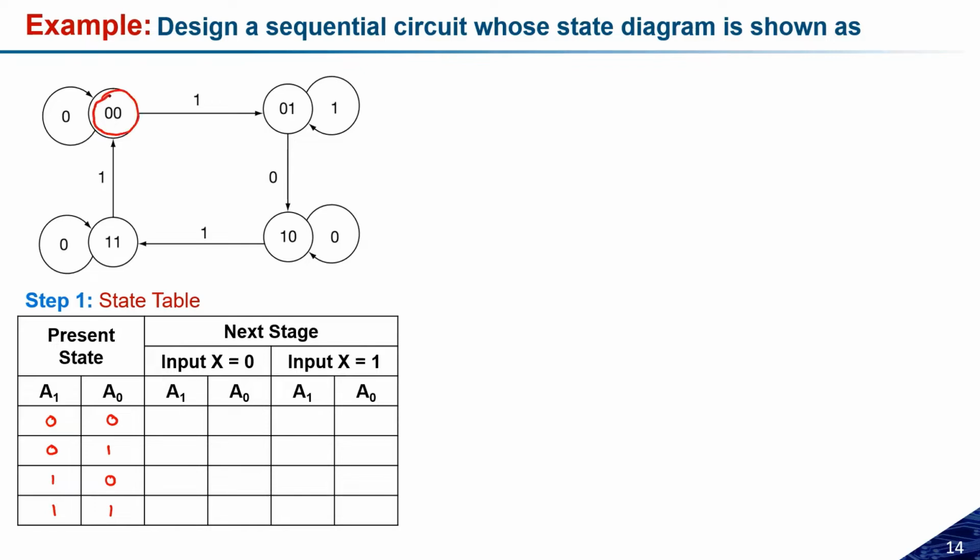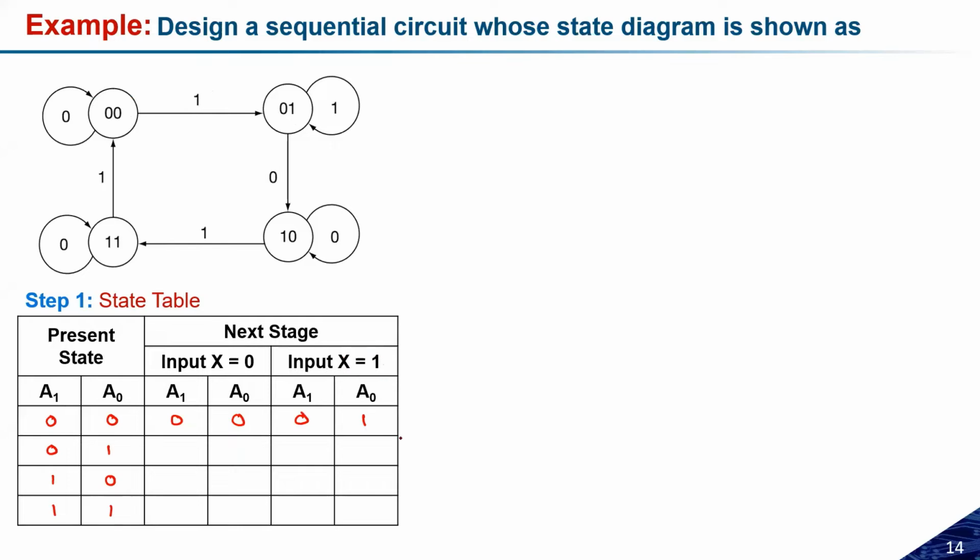If the present state is 00 and the input is equal to 0, then the next state is 00. What does this arrow indicate? It indicates that if x is equal to 0, then the next state is again 00. Now let us see this case. If x is equal to 1 and the present state is 00, it is moving from here to here, and the next state becomes 01.